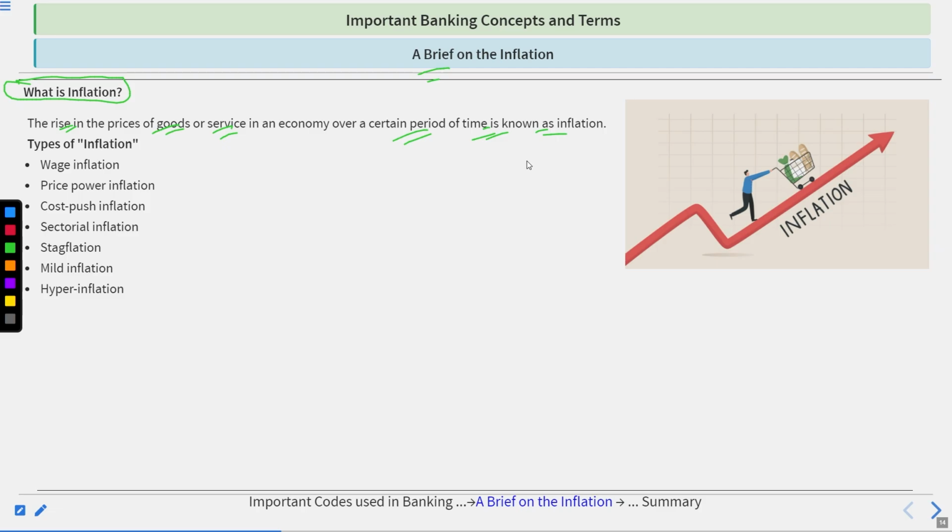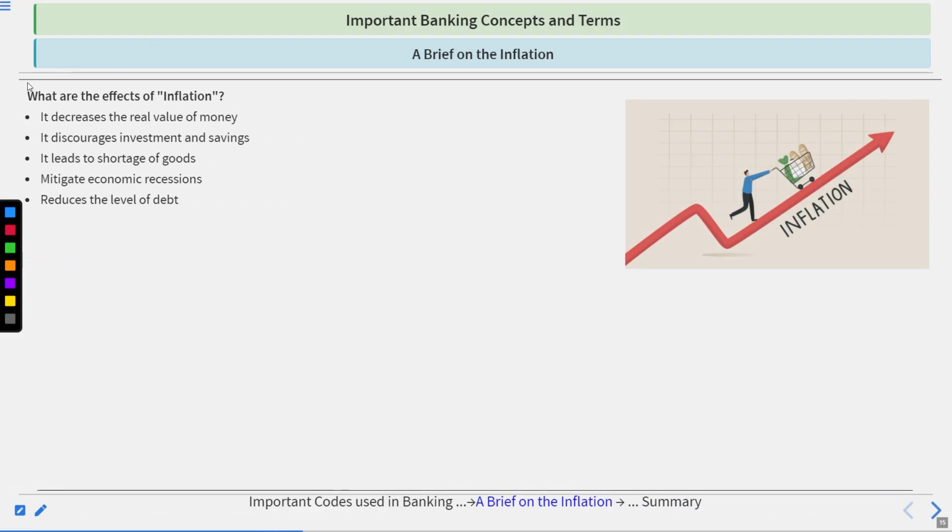If we talk about the types of inflation, these are wage inflation, price pull inflation, cost push inflation, sectoral inflation, stagflation, mild inflation, and hyperinflation.